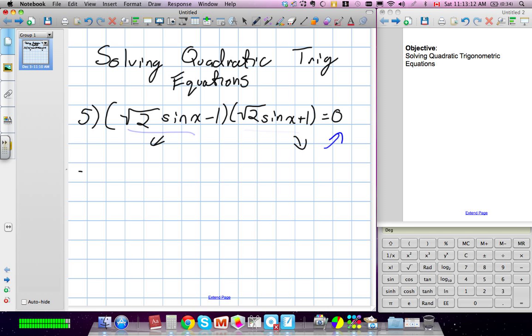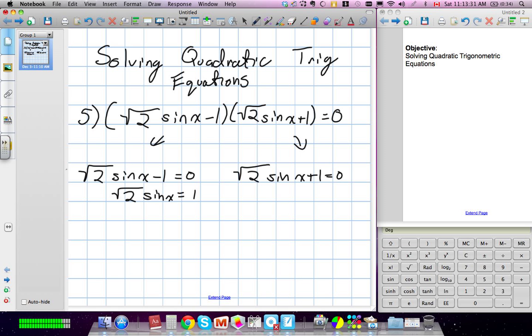We're going to get root 2 sine x minus 1 is equal to 0, and root 2 sine x plus 1 is equal to 0. We move the 1's to the other side. We get root 2 sine x is equal to 1, and root 2 sine x is equal to negative 1.